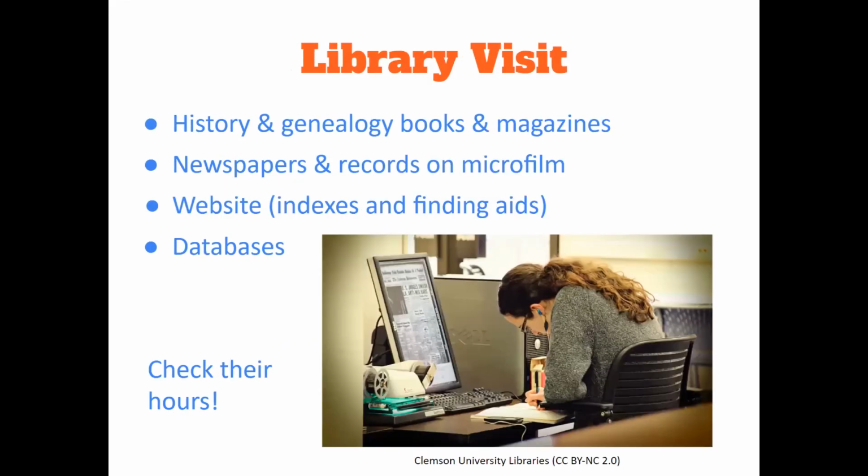And then, of course, visiting a library. Once you've kind of gotten through a lot of the online stuff, I really recommend that you look for opportunities to visit libraries, whether it's here or whether it's a library relevant to the places your ancestors lived. Most libraries will offer things like history and genealogy books. They'll offer magazines of some sort, usually. A lot of them will have newspapers and other records that are on microfilm. Many will have information on their website. Maybe they'll have indexes that can save you time, or finding aids that can help you understand what they hold, or guides that can help you kind of plan out your research.